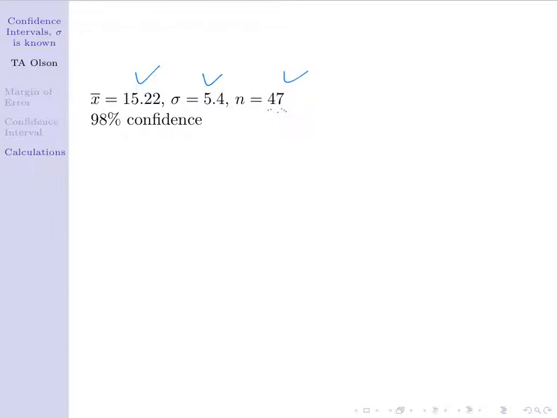So the 98% confidence level, what does that mean for our critical value? Looking back at the table we have, the critical value z alpha over 2 is 2.326 for 98% confidence. That's a piece that's going to go into our margin of error calculation. So our margin of error is our critical value times the standard deviation, divided by the square root of our sample size.